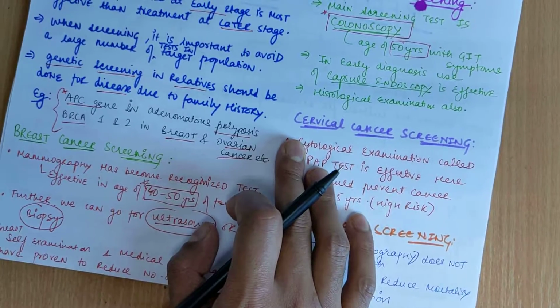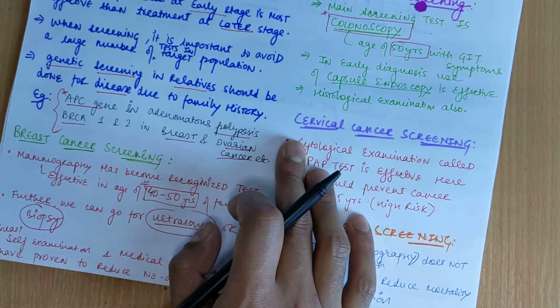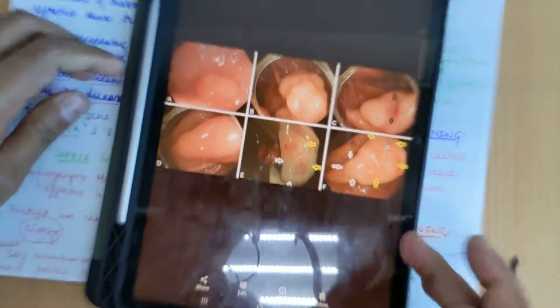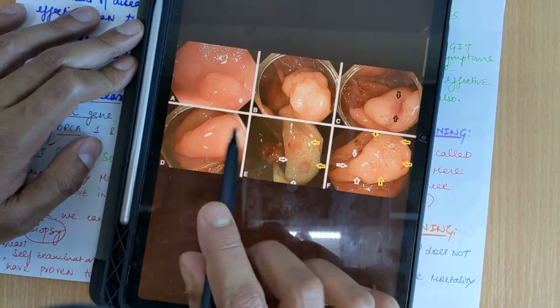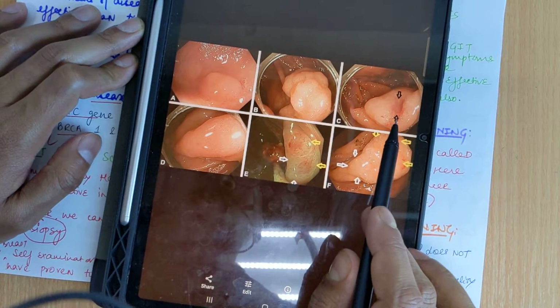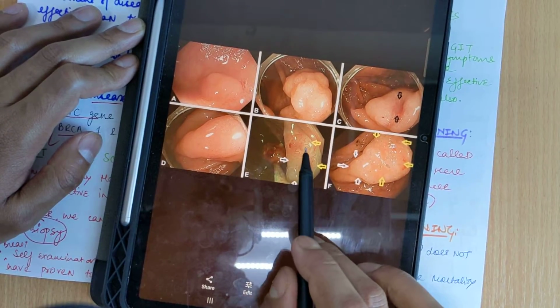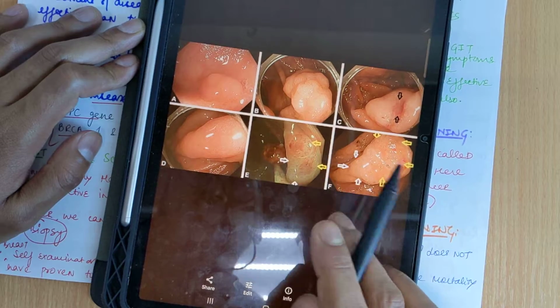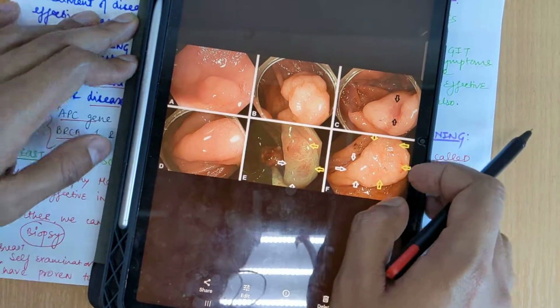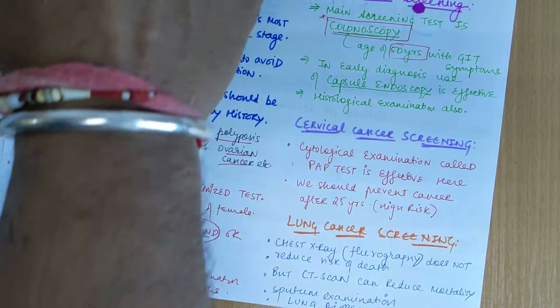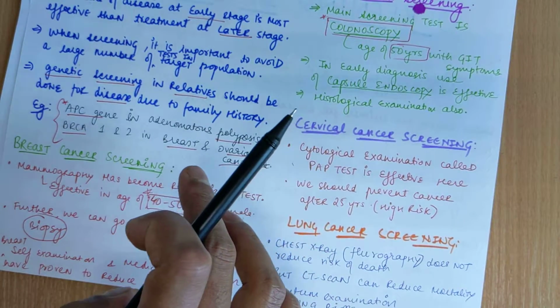You can see images of colonoscopy here, and these are the images of colonoscopy. These are the cancers you can see, this is A, B in the images, and this reddish area. These are the cancer cells which have developed in the colon. So these are the colon screening images of the colonoscopy.